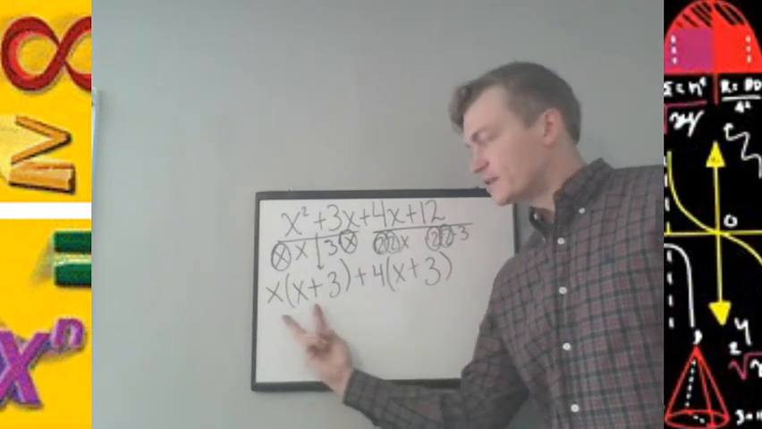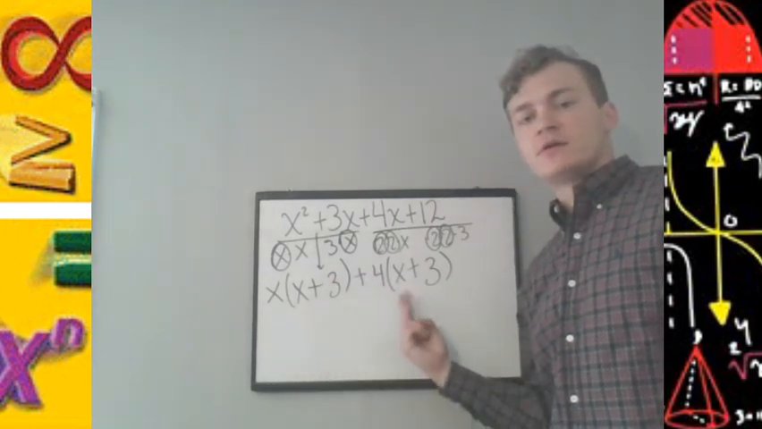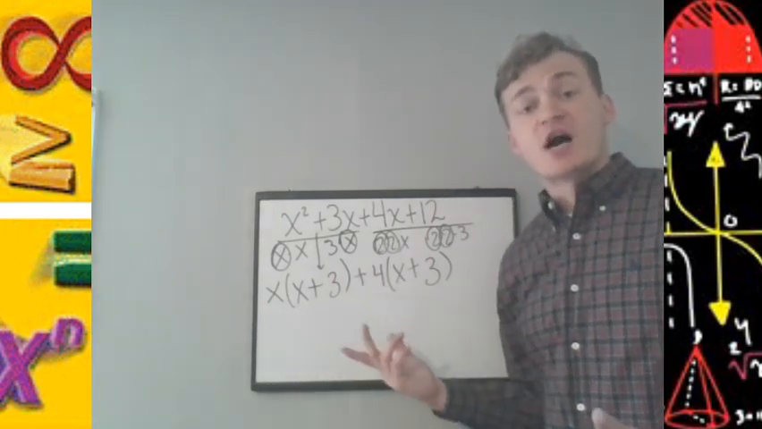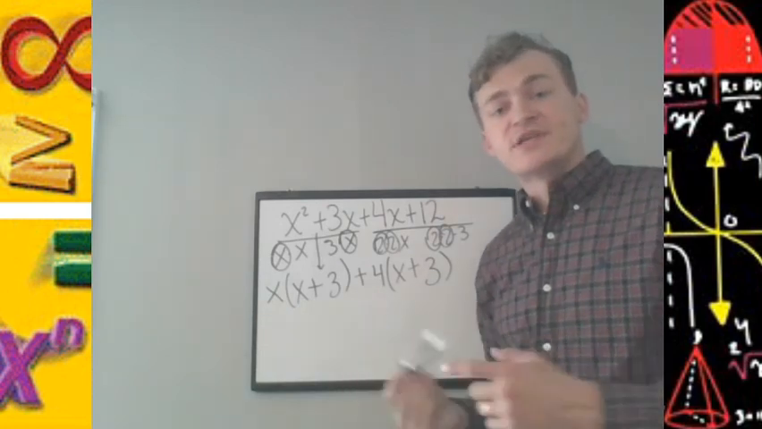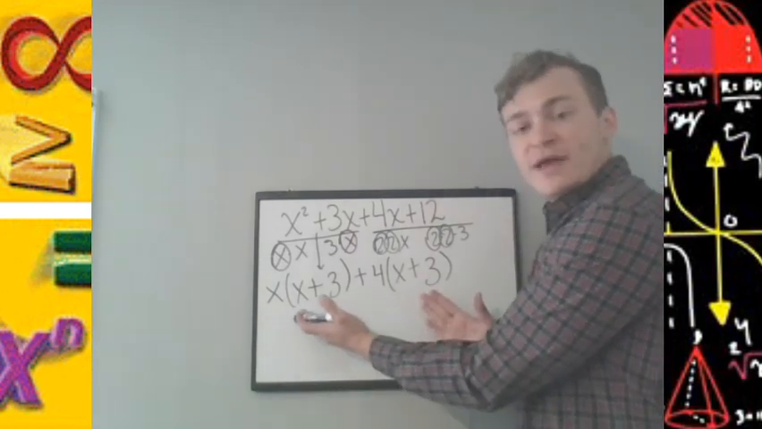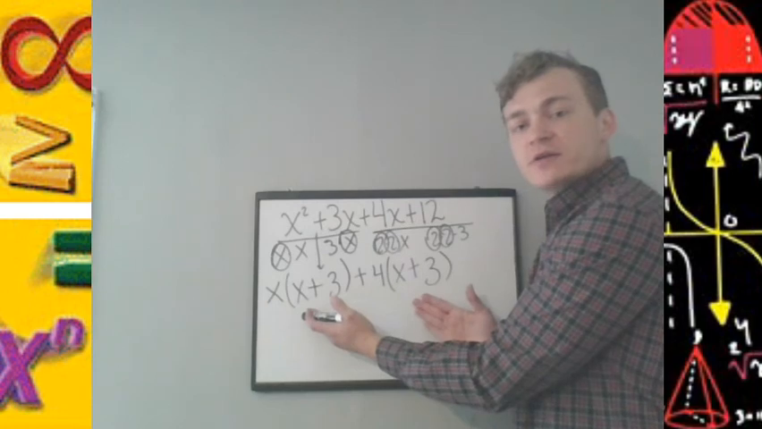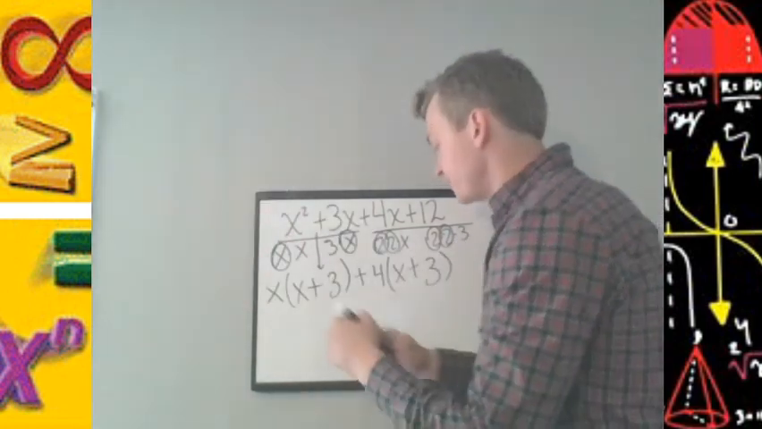I have two factors here, x and x plus 3. I have the factors 4 and x plus 3. What's common? x plus 3 is common. We have a common binomial factor, x plus 3. So we move it out front.